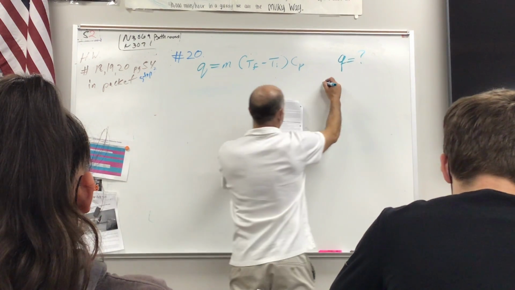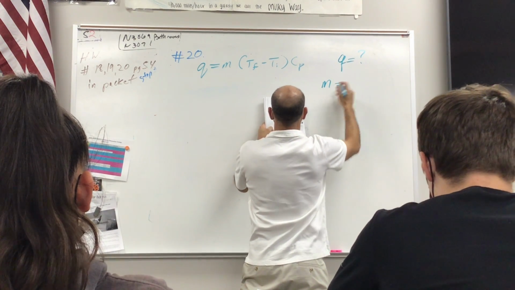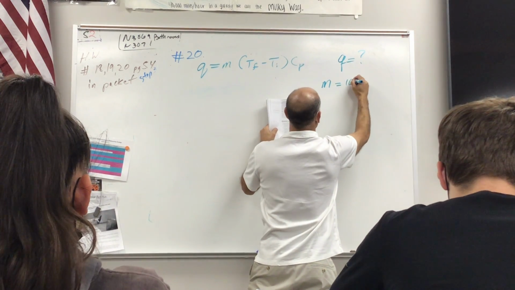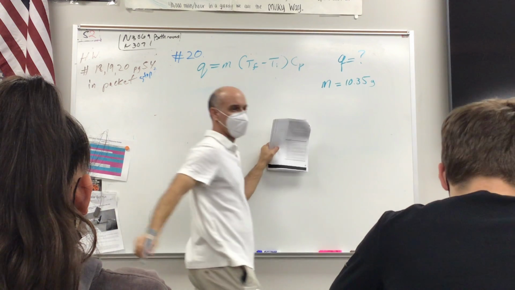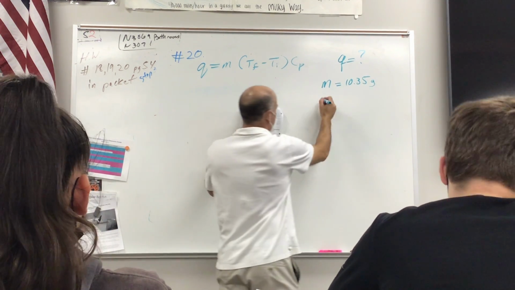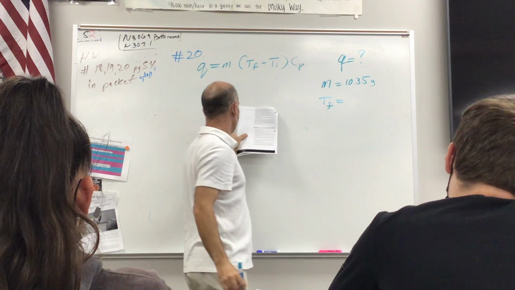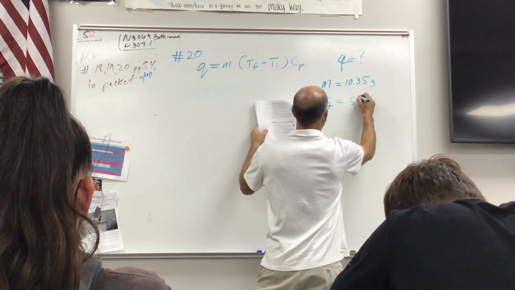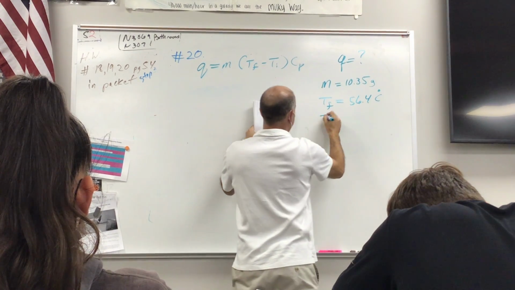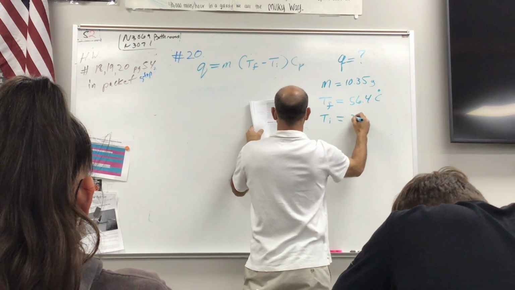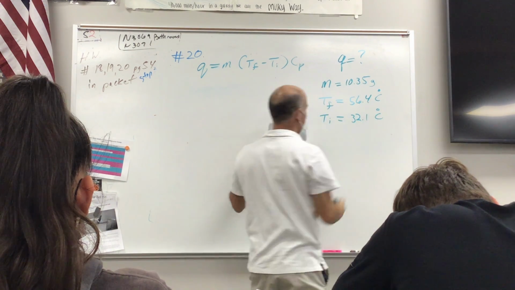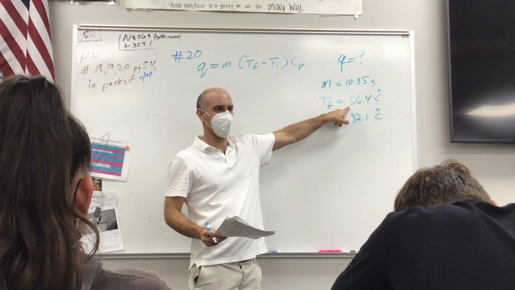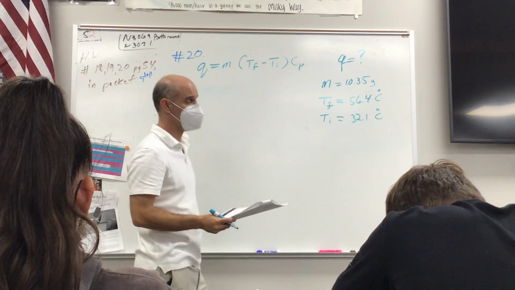They tell us the mass is 10.35 grams. They tell us the final temperature is 56.4, and they tell me the initial temperature is 32.1. So it says that we're going from this temperature to that temperature.